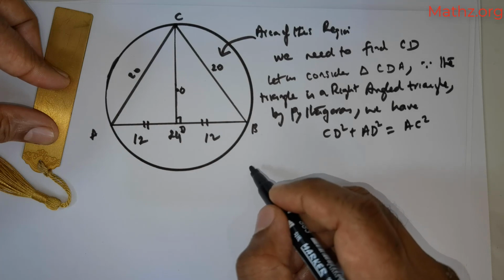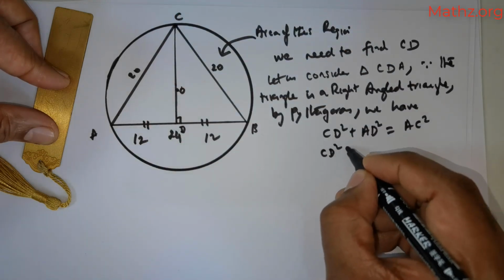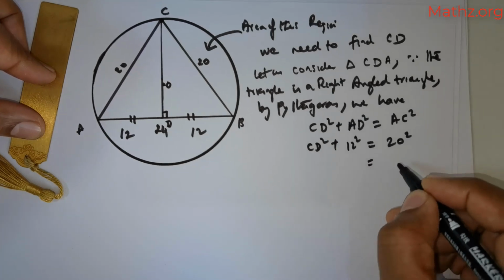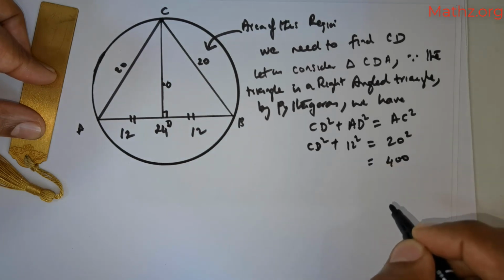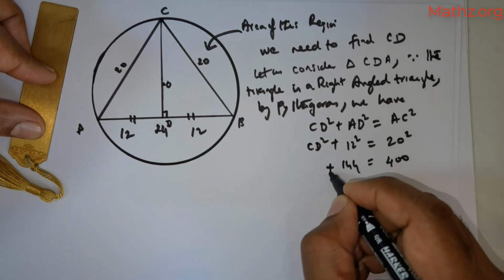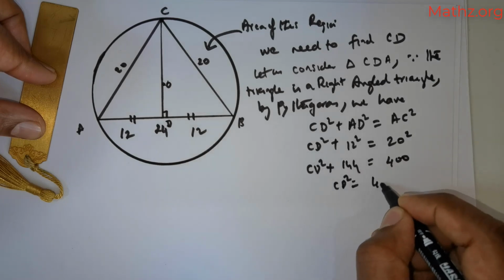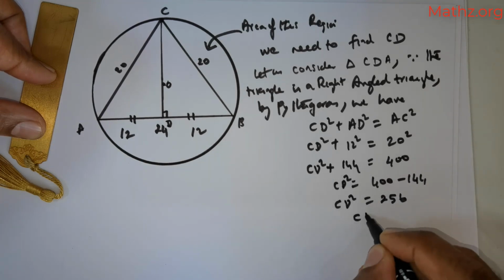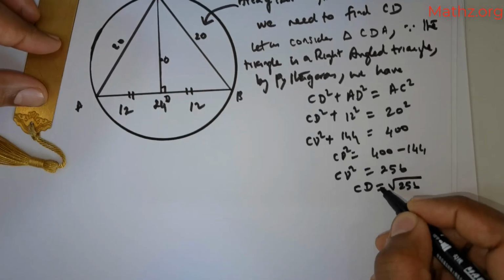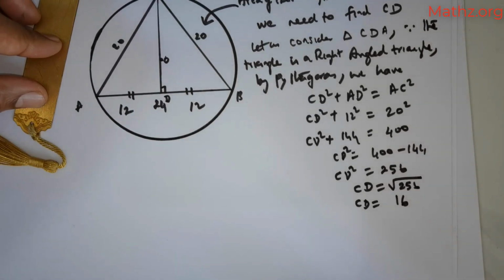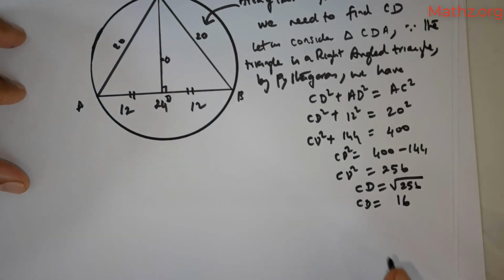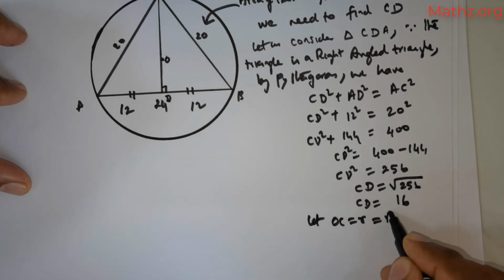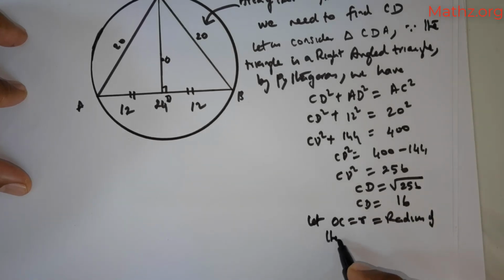So CD squared we have to find. AD squared is 12 squared, AC squared is 20 squared, 20 squared is 400, 12 squared is 144. So CD squared is 400 minus 144, which is 256. CD squared is 256, CD is root of 256. So CD is equal to 16. So this is got. Now let OC be equal to R, which is the radius of the circle.